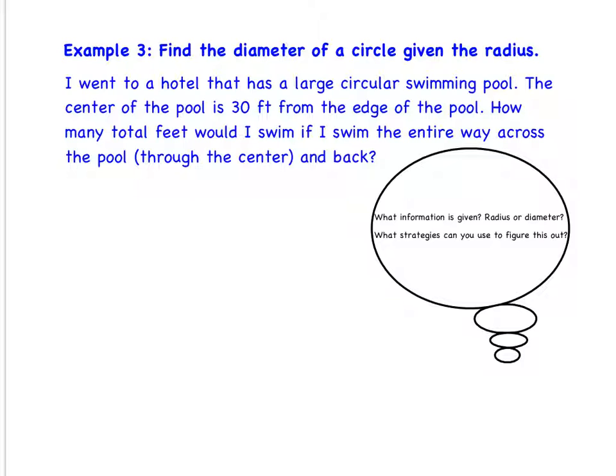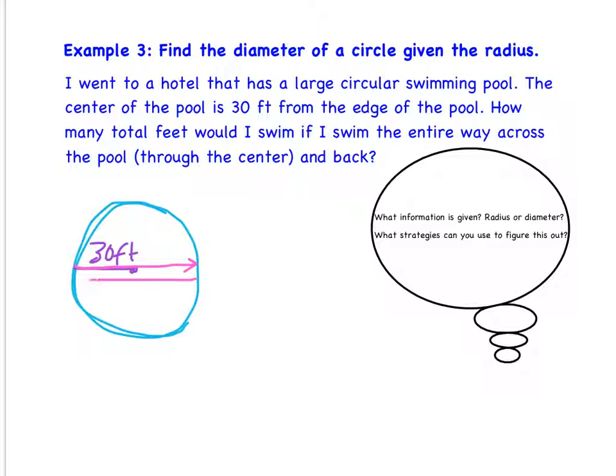And next we have some story problems. With story problems, I like to read them one sentence at a time and draw a picture as I read. So I went to a hotel that has a large circular swimming pool. Well, I'm going to draw a large circular swimming pool. Perfect. It's kind of circular. Now, the center of the pool is 30 feet from the edge. So I know my radius is 30. Now it asks how many total feet would I swim if I swim the entire way across the pool and back.